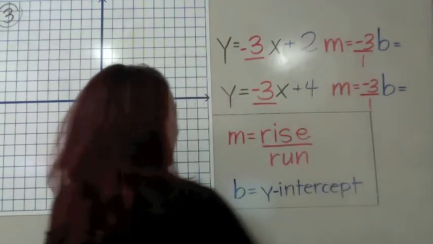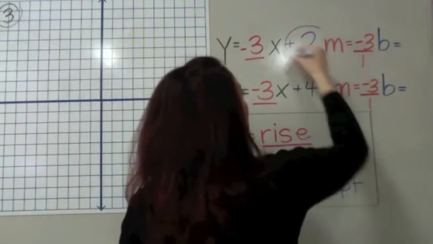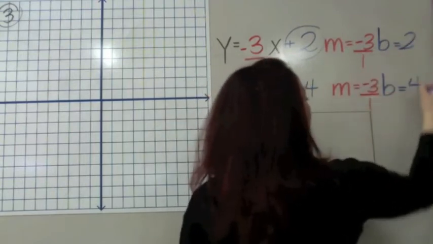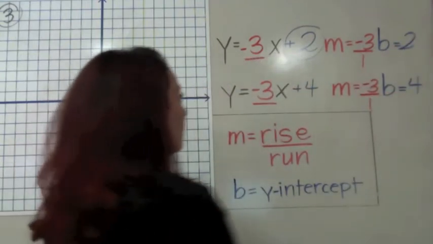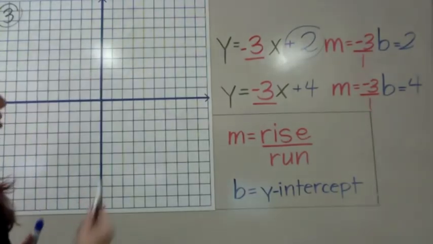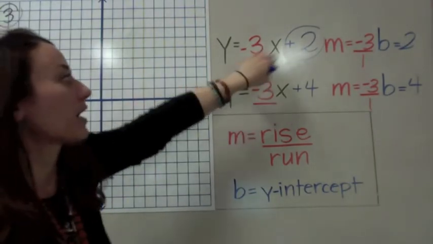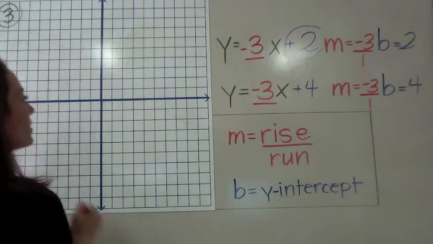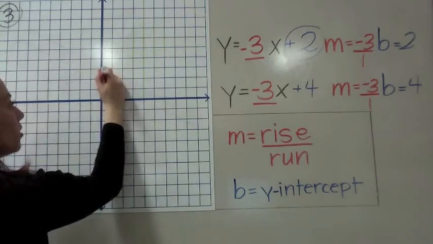Please circle the y-intercept. Here the b is positive 2, and here the b is 4. So let's graph both of these lines. Starting with the first one, y equals negative 3x plus 2. Start at positive 2 on the y-axis, always starting on the y-axis because that's the y-intercept.